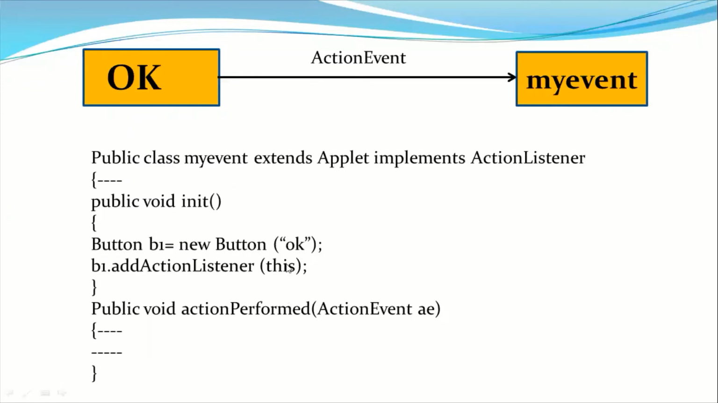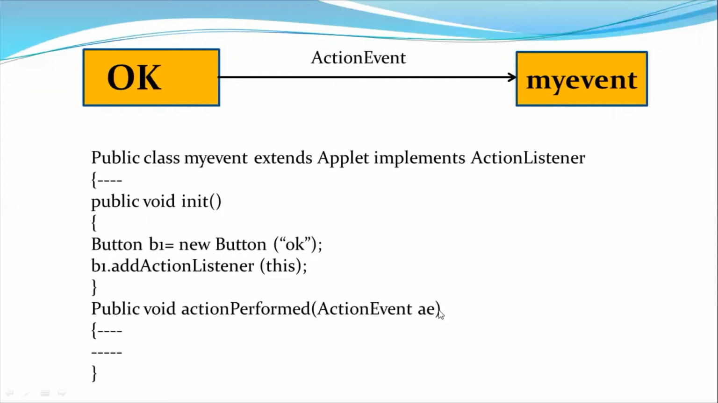And here instead of this we can write new MyEvent with parentheses, which obviously refers to this MyEvent class. When the user clicks on the button, which method is going to be called? The actionPerformed method, and this method will perform the event.